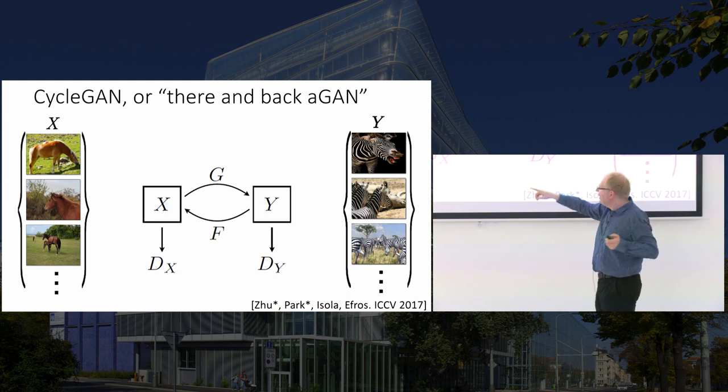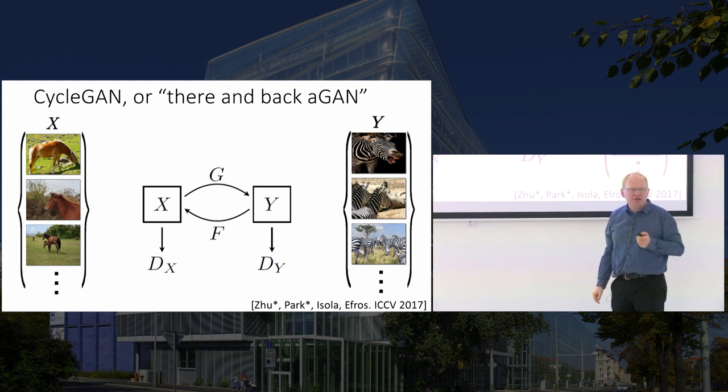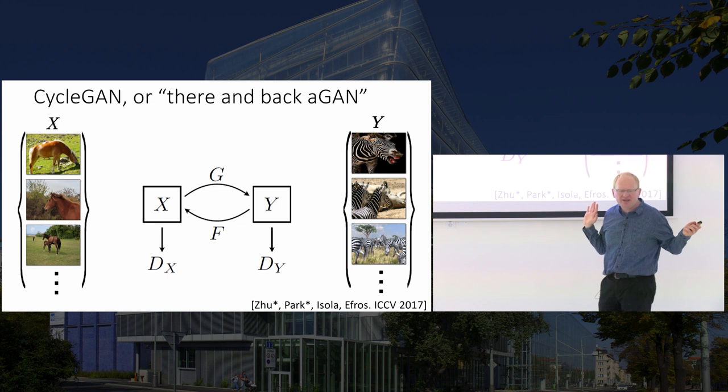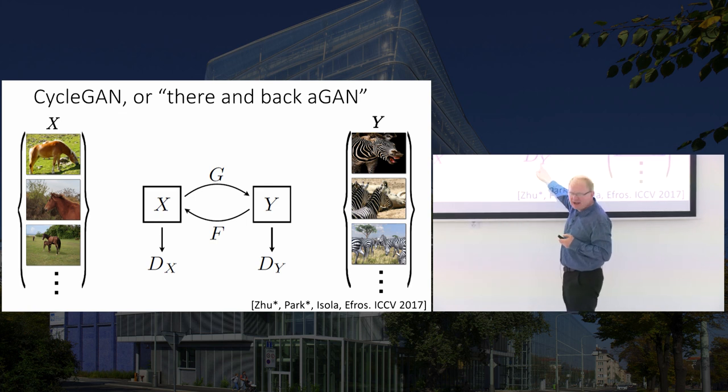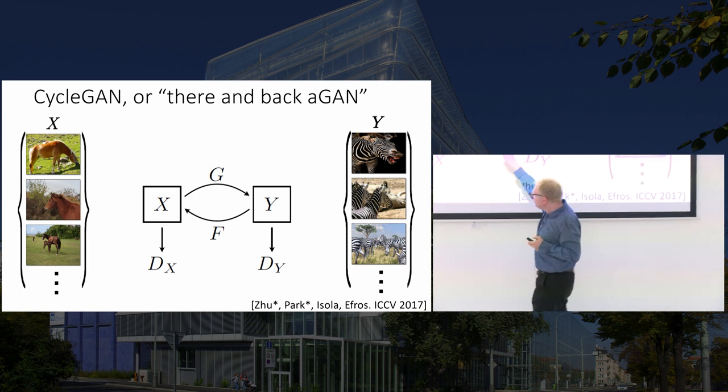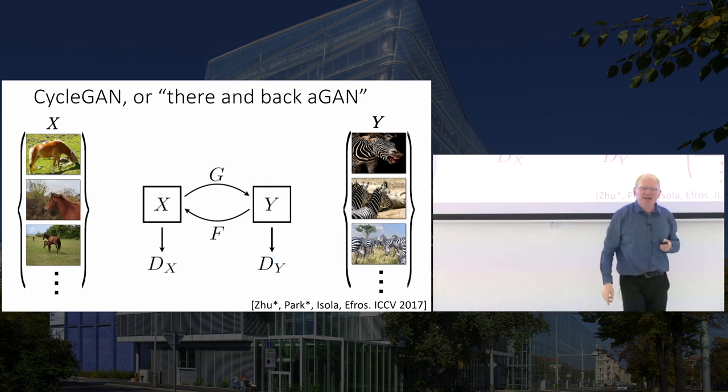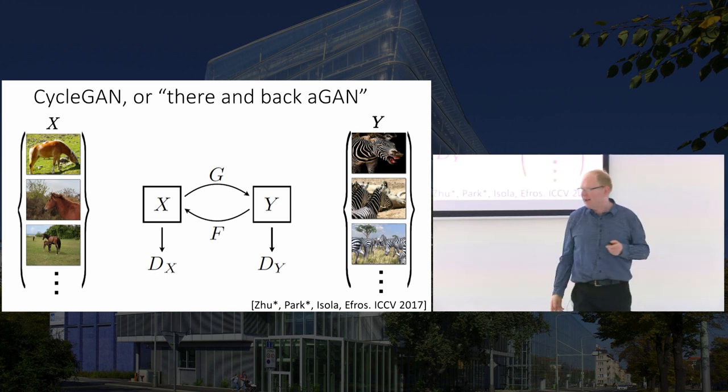And that's all. Now, because we don't want it to cheat and just stay where it is, we also want to have this adversarial loss, this GAN loss that says that when you get to domain Y, you better be indistinguishable from a real thing in Y. And when you get to domain X, you better be indistinguishable from something real in X, okay?